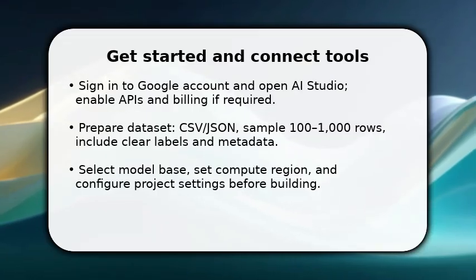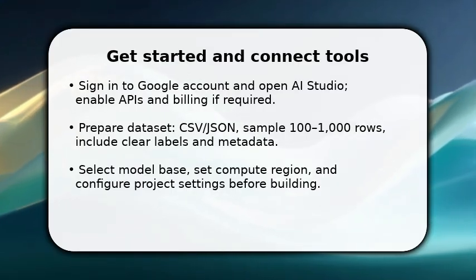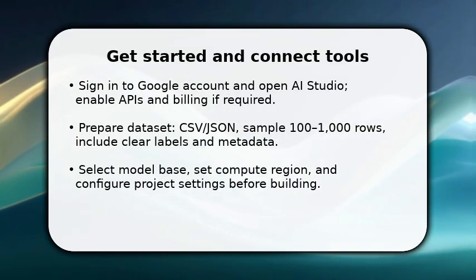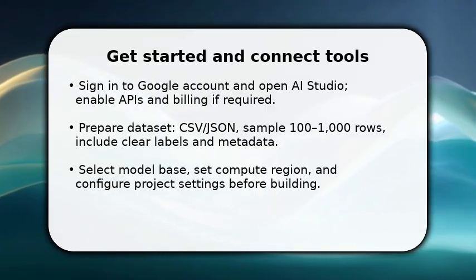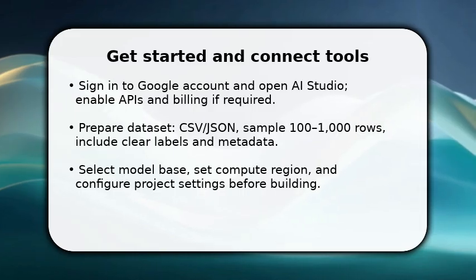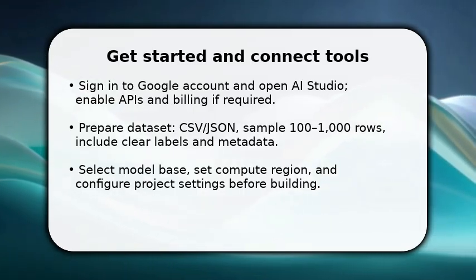You start by signing in and opening Google AI Studio, then link the project and enable any required APIs and billing. Prepare your dataset now. Clean columns, sample 100 to 1,000 rows, and include clear labels and metadata so training converges faster.